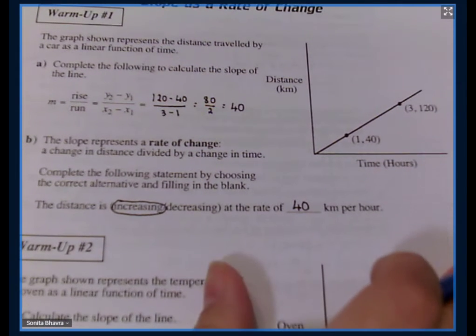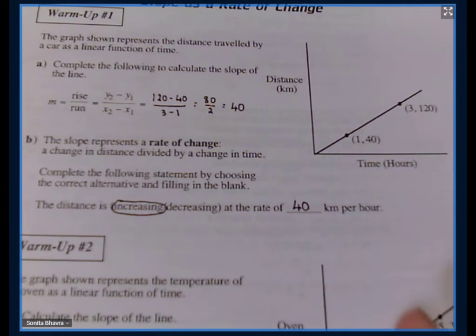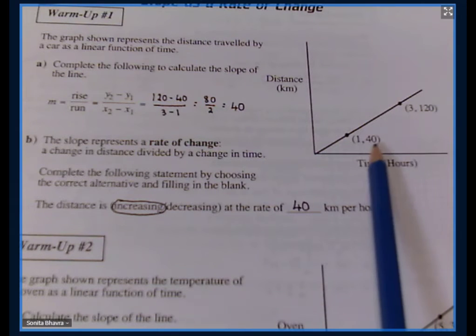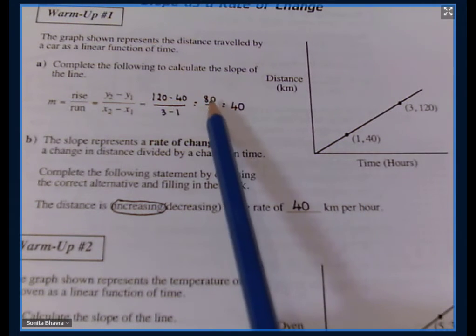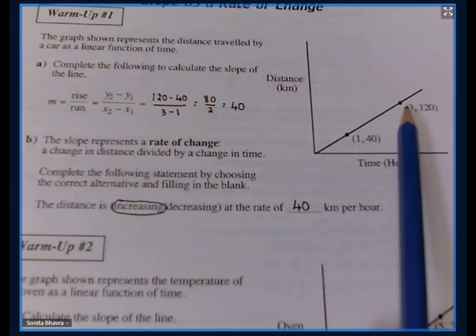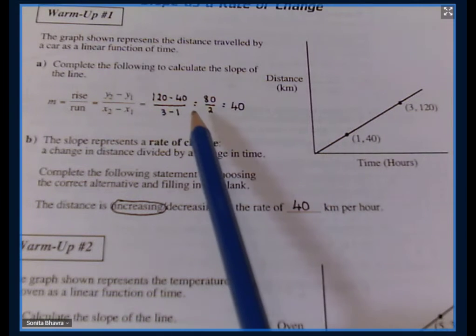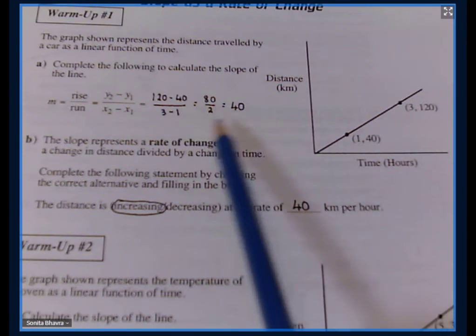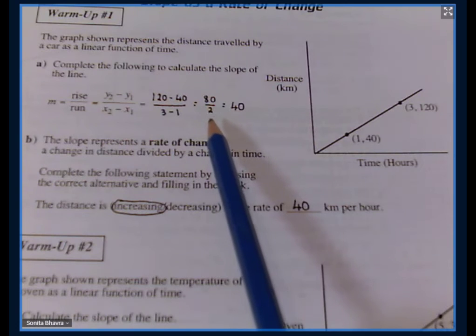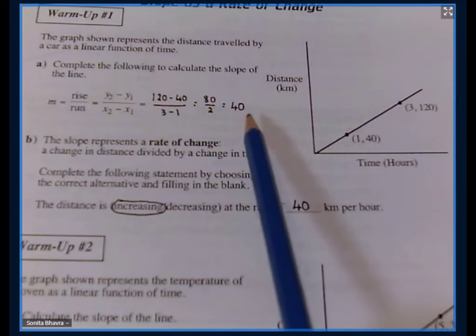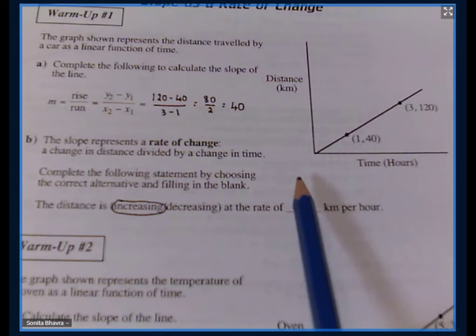All right, so slope is rise over run. So you subtract your y points, 120 minus 40, which gives us 80, and then subtract the x points, 3 minus 1, which is 2. Reduce that or divide it. 80 divided by 2 equals 40, so our slope is 40.